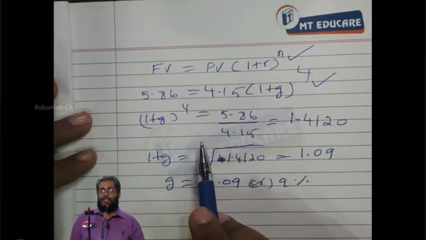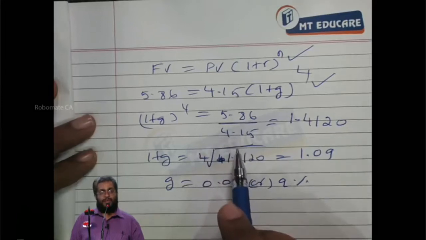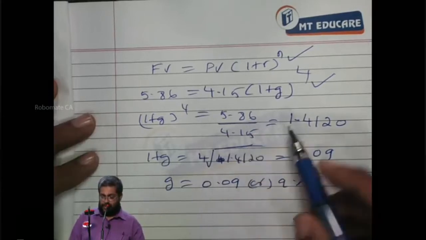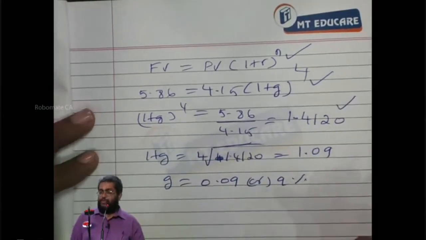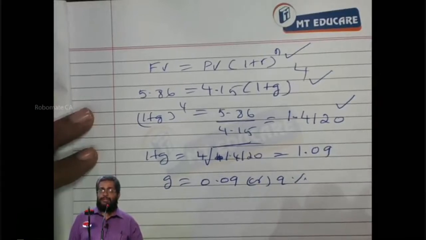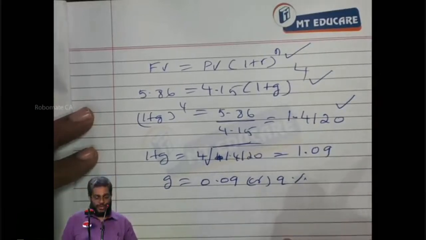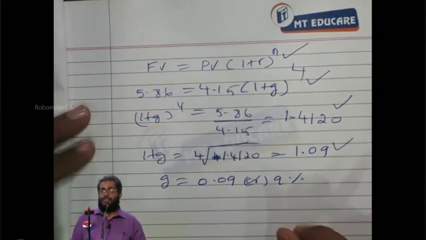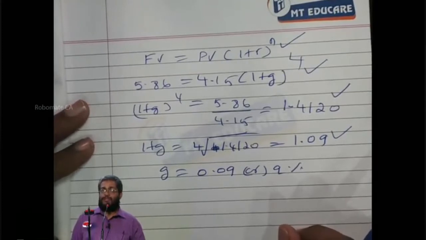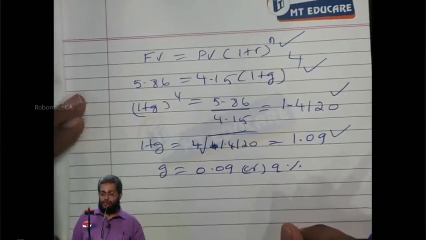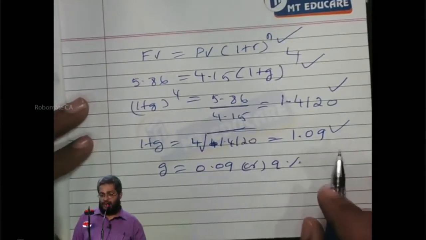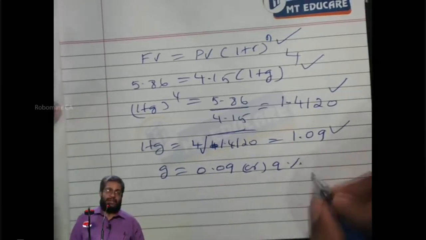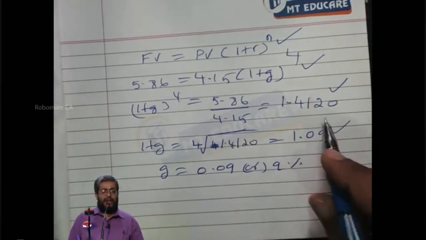1 plus g power 4 is equal to 5.86 by 4.15. 5.86 divided by 4.15 is equal to 1.4120. 1 plus g power 4 is equal to 1.4120. 1 plus g is equal to 4th root of 1.4120 is equal to 1.09. G is equal to 0.09 or 9%.